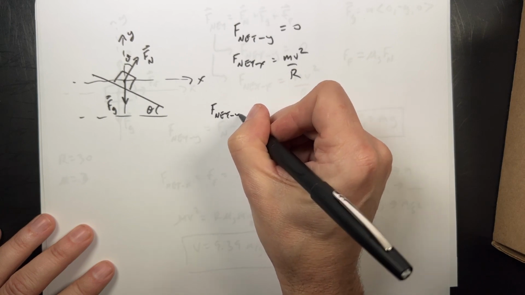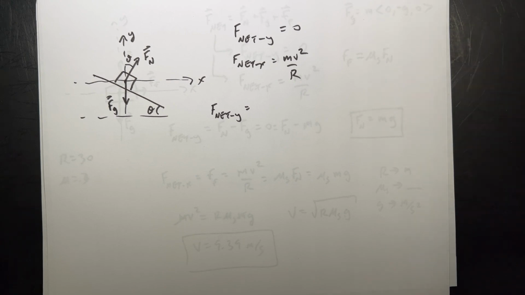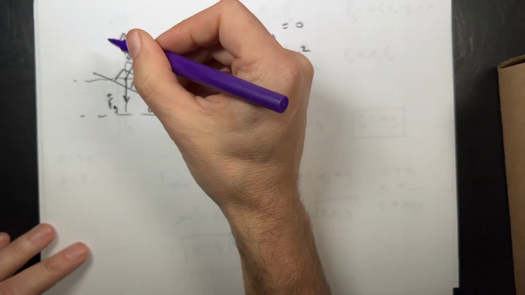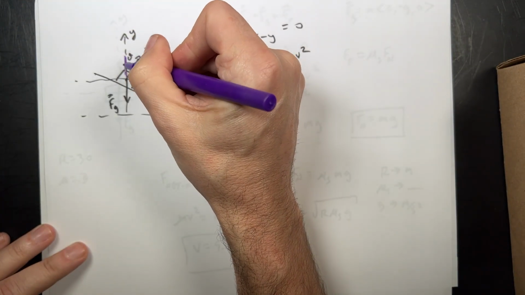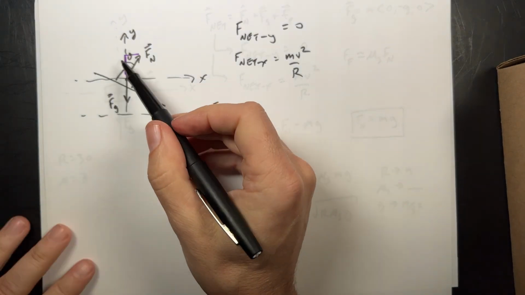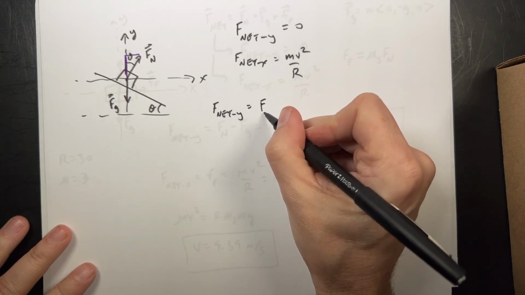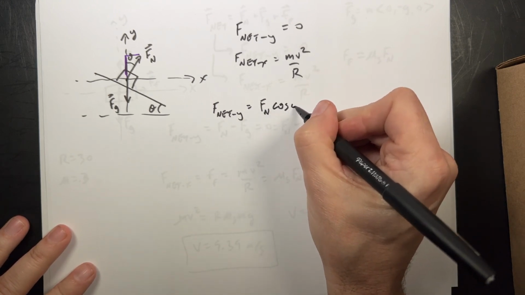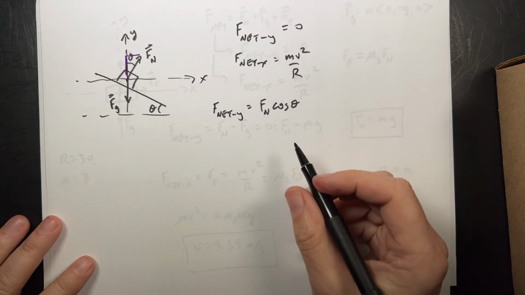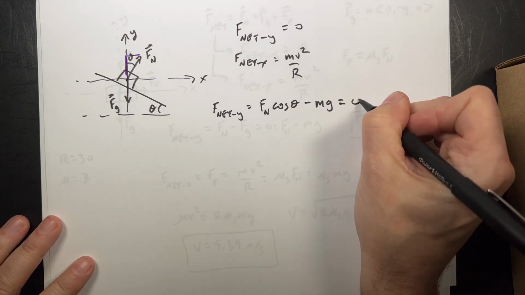F net y is going to be a component of this force. So this right there is my y component, and that's my x component. My y component is going to be equal to the adjacent side of that triangle. So that's going to be equal to Fn times the cosine of theta. And remember, theta is just 10. And then my y component of the gravitational force is just going to be negative mg. And we have to add those together to be equal to 0.